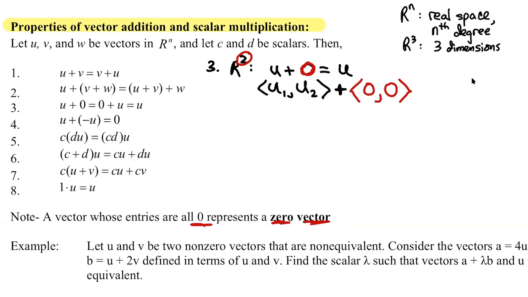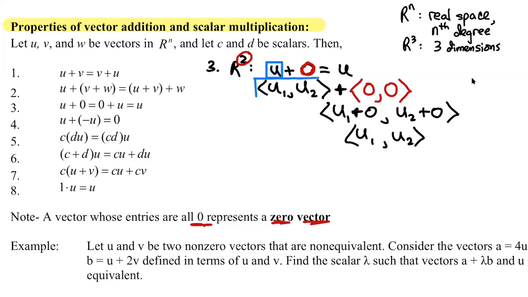So when you add these 2 together by their components, u1 plus 0, comma, u2 plus 0, result u1, comma, u2, which in my very first step, I established that u was equal to u1 comma u2. All right, so that allows me to do a little reverse substitution here and conclude that this is equal to u.